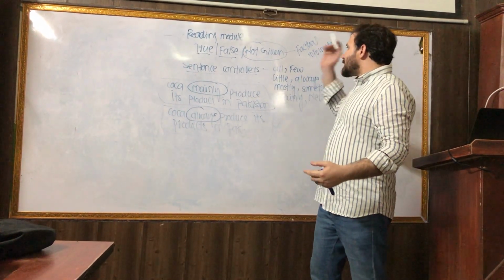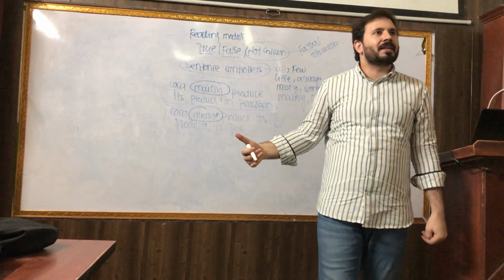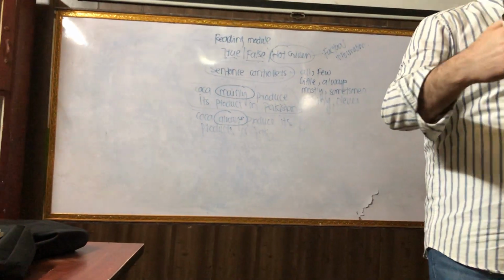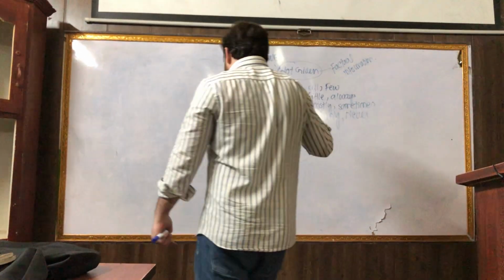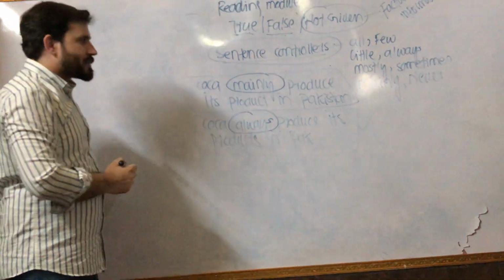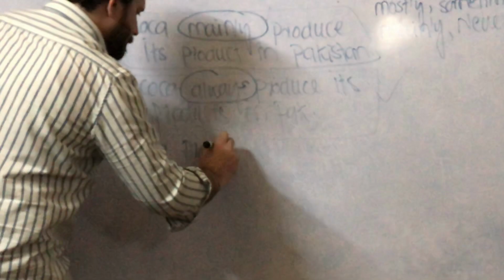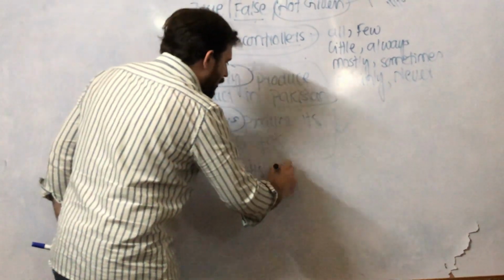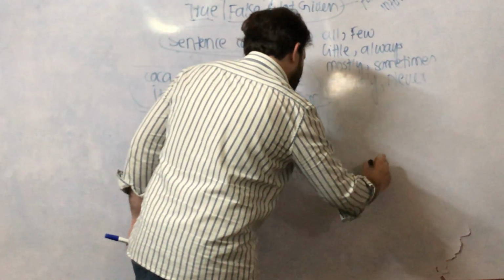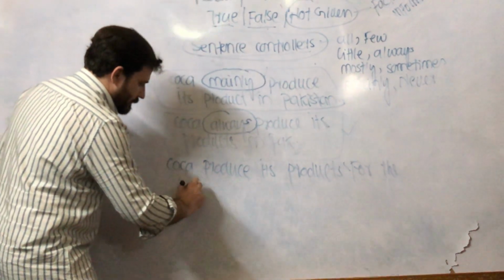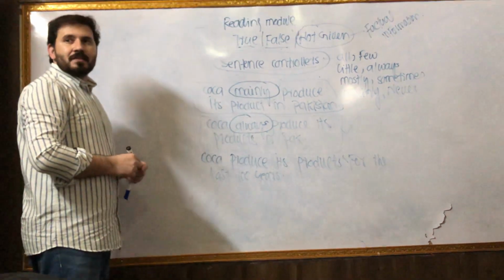So the main targeted thing here in true, false, not given, what the examiner wants to target, is the sentence controllers. Do you understand? Now, I'm just going to give you another example related to sentence controllers. For example, Coca-Cola produces its products for the last 100 years.